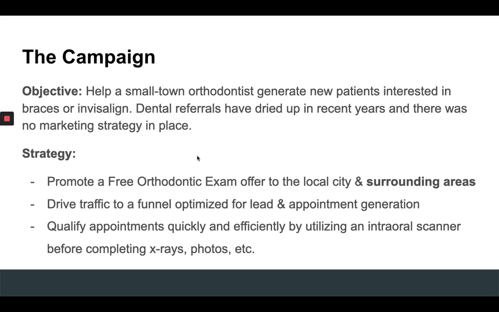And then once they show up, we're able to quickly and effectively qualify them, or let them know if they need other treatment or care before they can move forward, which makes this whole process super efficient and optimized for both parties, right? For both the orthodontist, who only has to do a 20-minute scan, and also for the patient, who can get a free exam in 20 minutes or less. So that's what the overall strategy looks like.